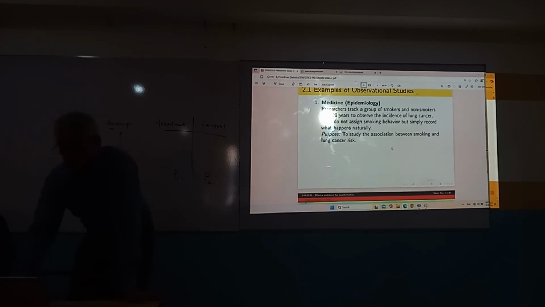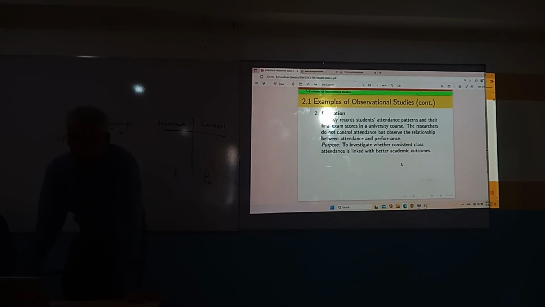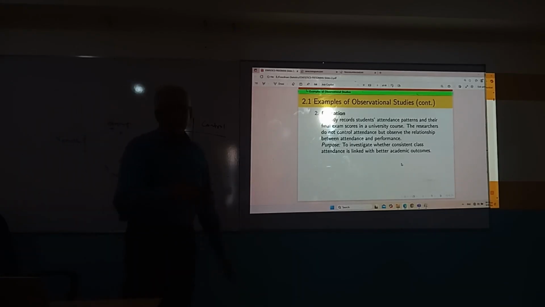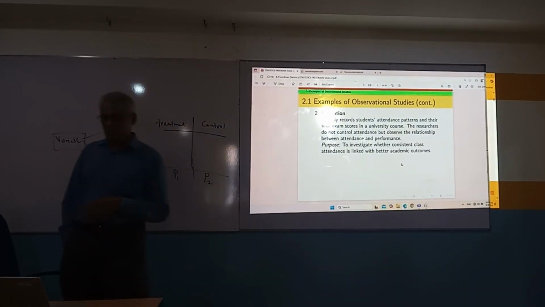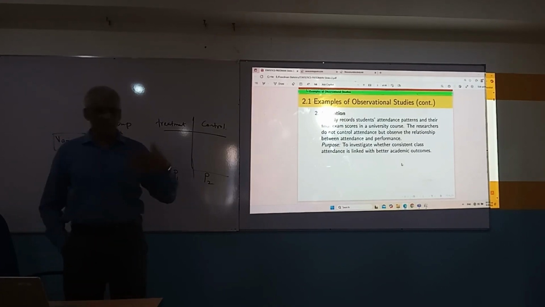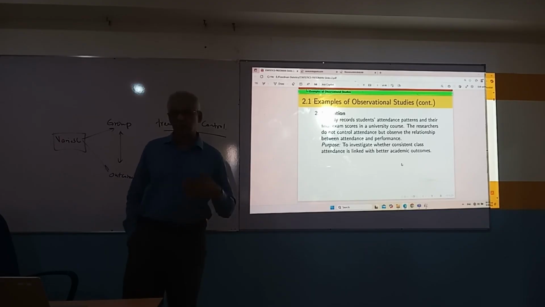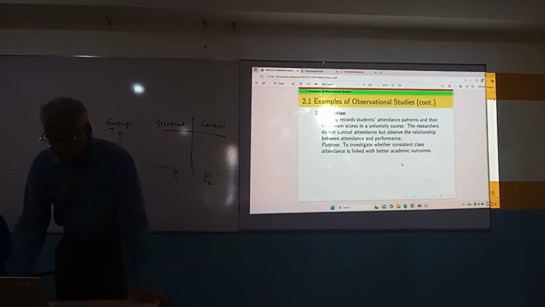In this case, we cannot find out whether the lung cancer is caused by the smoke, but we can find out whether there is an association. And then in the education sector, the study records students' attendance and their final exam scores in university. The researchers do not control attendance. You cannot say, okay, you come to class and you don't come to class, and we'll see what happens in the final exam. So that's also not possible. But they want to find out whether there is some kind of association between attendance and final marks.